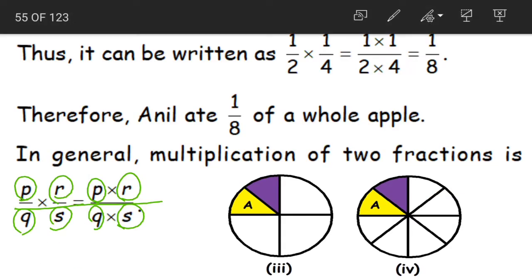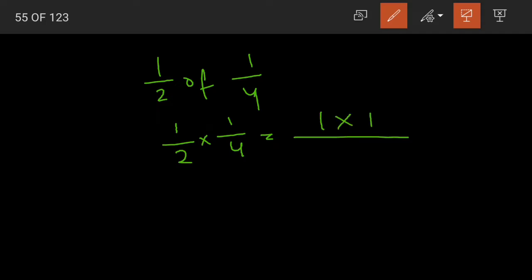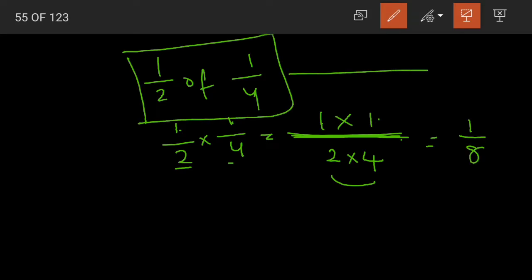Suppose, what was it here? 1 by 2 of 1 by 4. So it is nothing but 1 by 2 into 1 by 4. What should we do? Multiply the numerators, 1 into 1, divided by multiply the denominators, 2 into 4. What is the resultant fraction, children? 1 ones are 1 divided by 2 fours are 8. So 1 by 2 of 1 by 4 is nothing but our 1 by 8. Clear how to multiply the fractions?